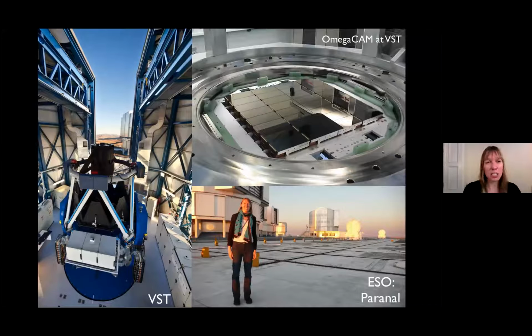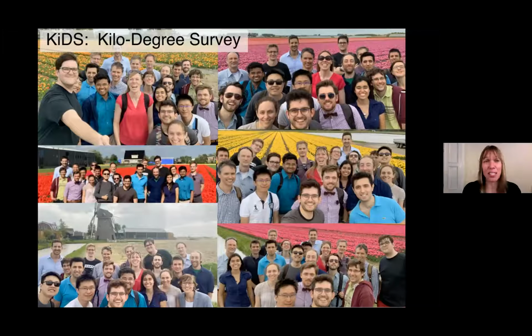Right, and you can't do science without lots of other scientists. This is my fabulous team. This project is called the Kilodegree Survey. They're a totally awesome team. A lot of us are based in the Netherlands, and so the last time we were there, I was like, we have to go and see every single tulip field in cyclable distance, and they humoured me. They're a fantastic team. So what we do is we take these images of these galaxies.